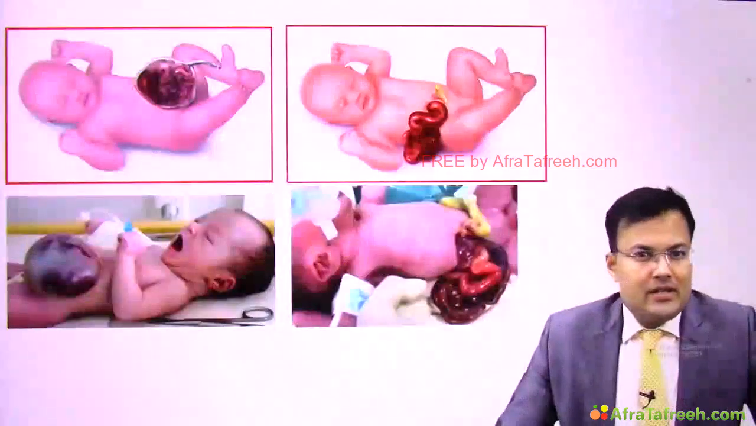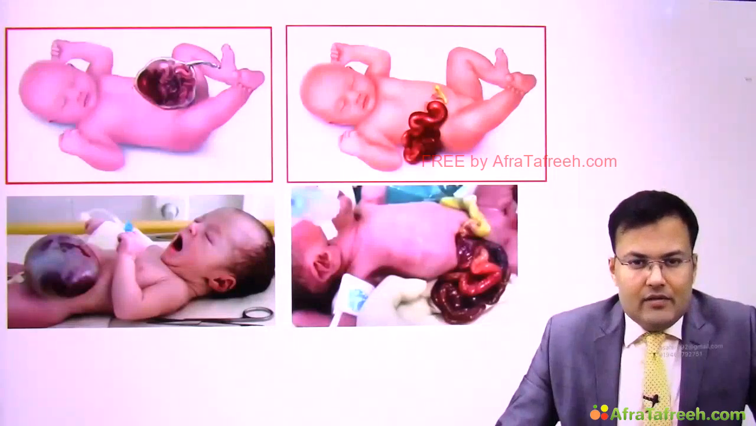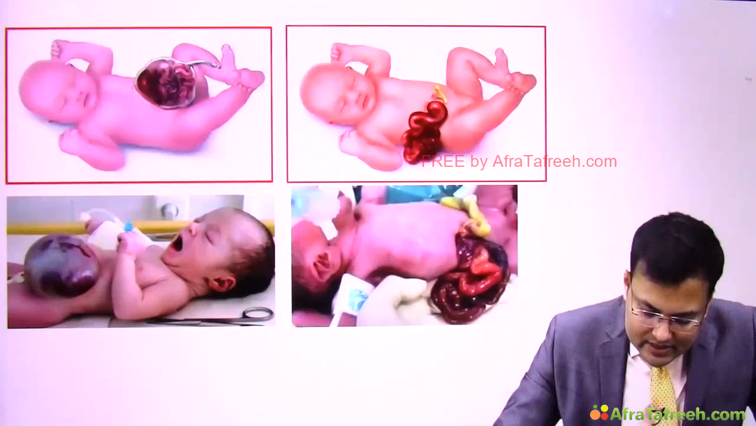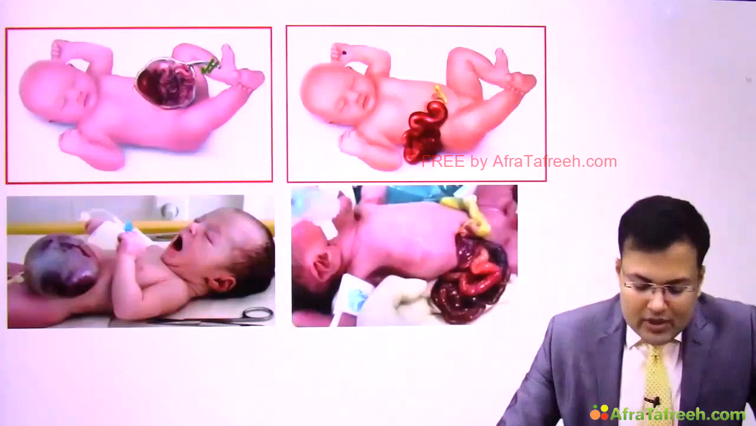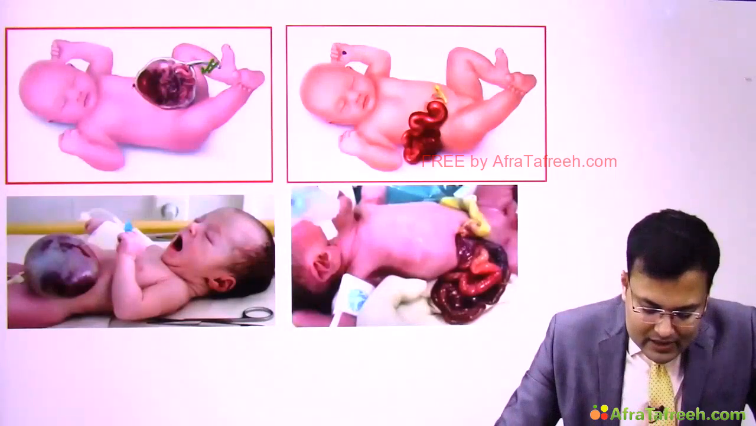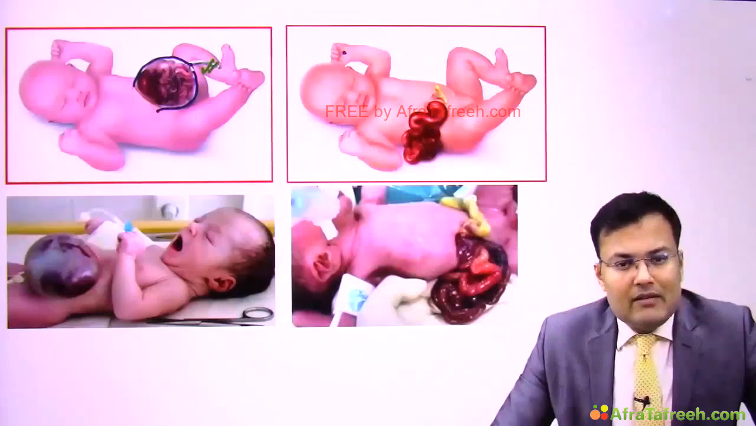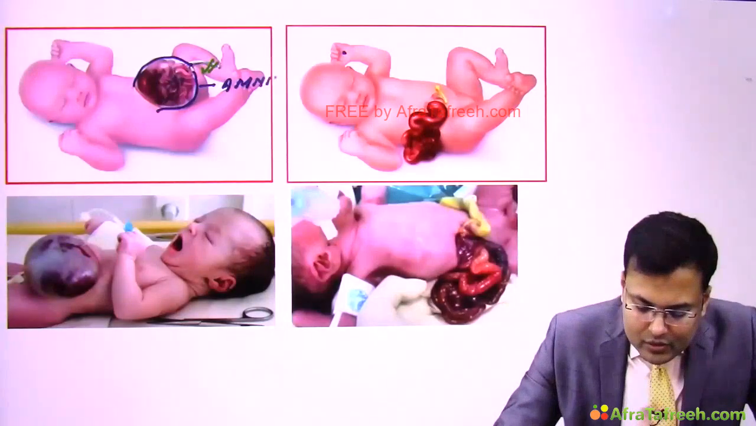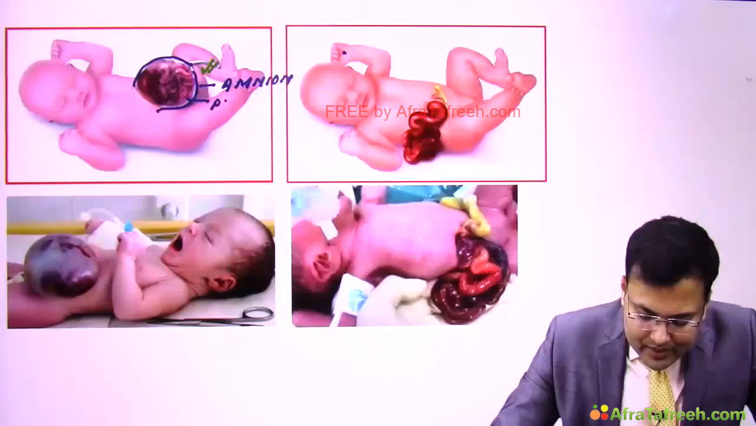Now see these pictures and tell me the diagnosis. These are two types of abdominal wall defects. If you see the first diagram, you can see that this is the umbilical cord and there is herniation of bowel, but what else you can notice? That the bowel is covered. So in the first diagram, there is herniation of bowel, but it is covered by two layers. The outer layer is known as amnion and the inner layer is peritoneum.